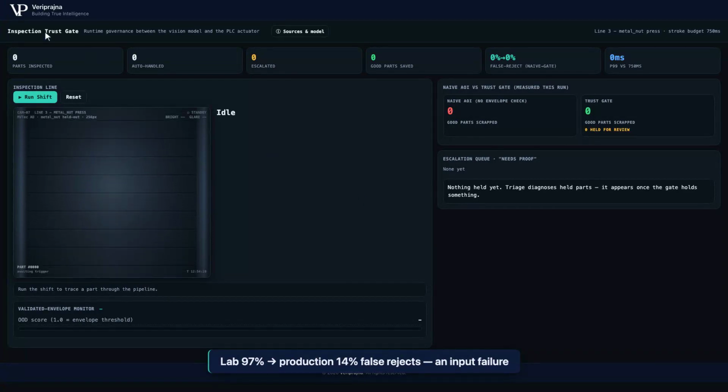In the lab, an inspection model scores 97%. On the press, it can false reject 14% of good parts. The model did not get worse. The inputs left the distribution it was validated on.